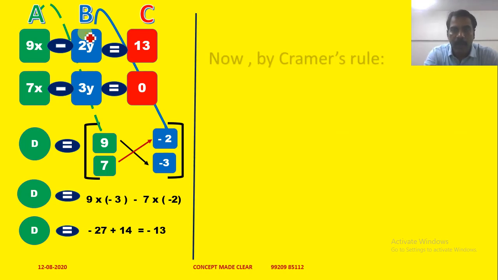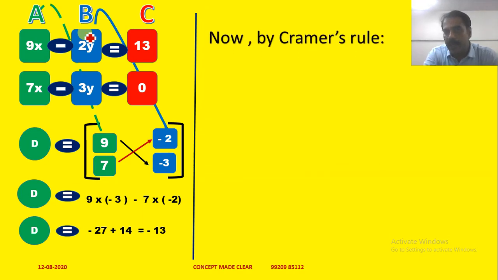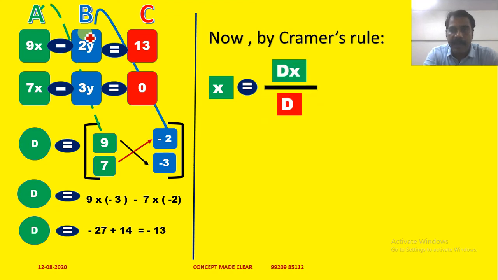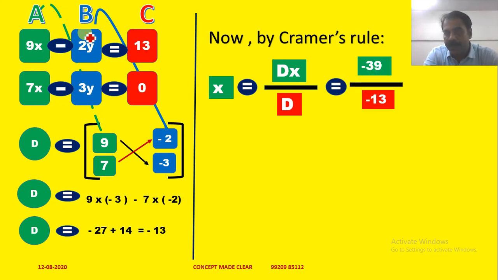So what we'll do, we'll write Cramer's rule. As per Cramer's rule, if you have to find the value of x, then simply divide dx by d, determinant of x by d. Now the determinant of x we have already calculated, that is minus 39 in our step number 1. We can see the value of determinant d is minus 13. Cancelling this term, we will get the value of x equals 3.